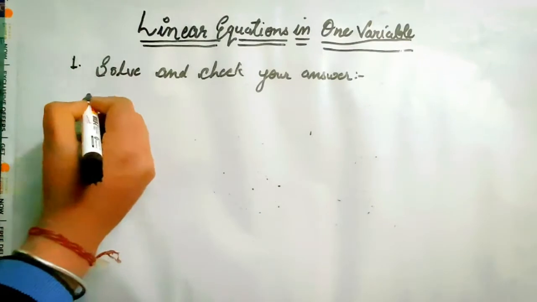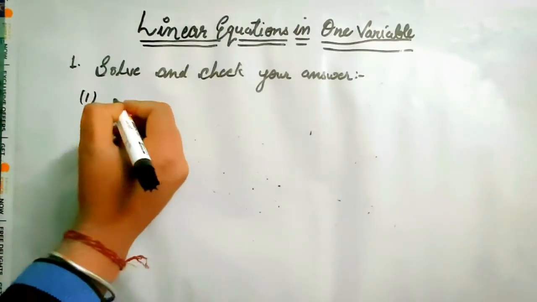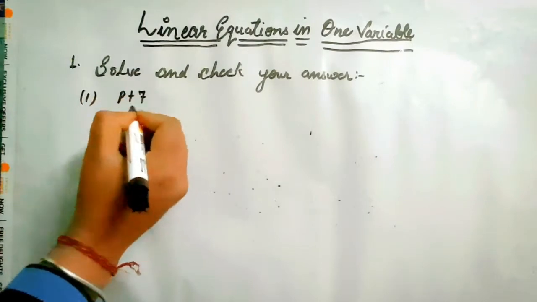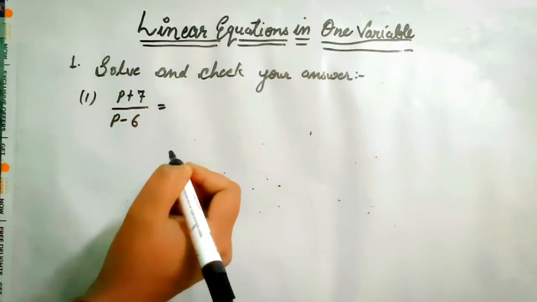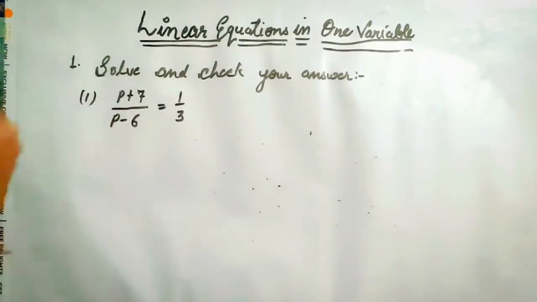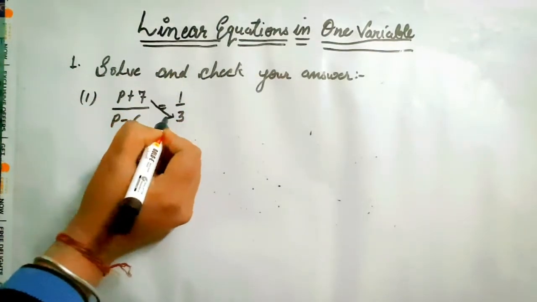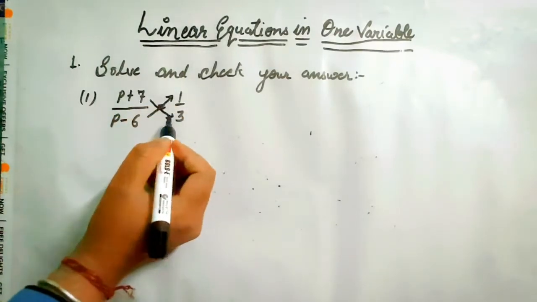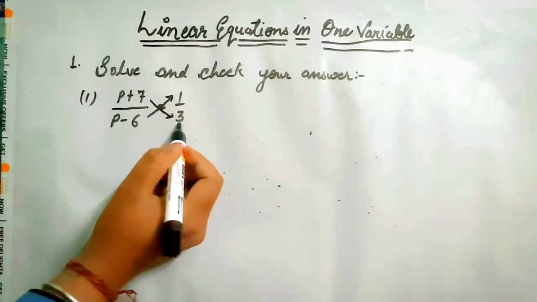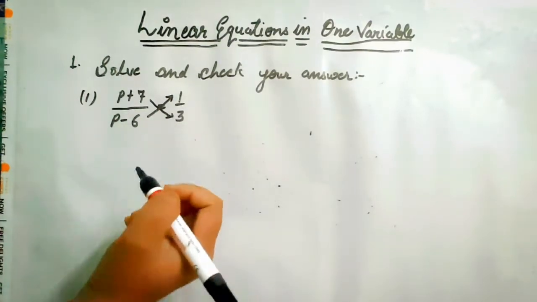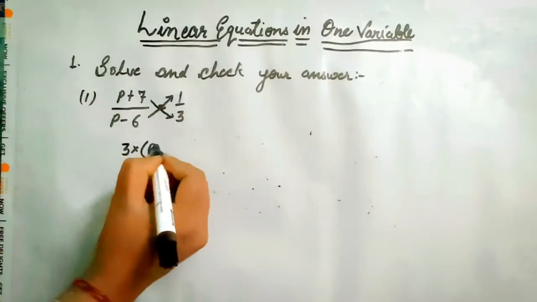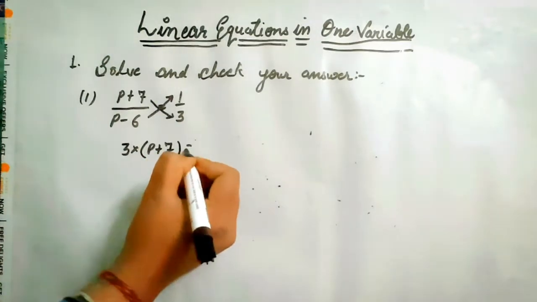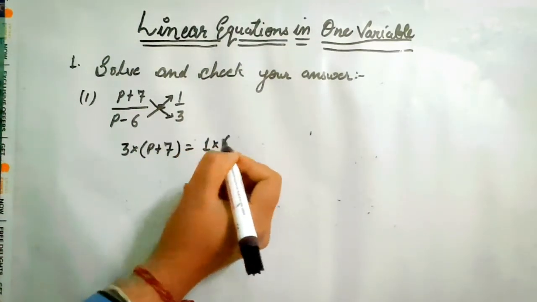And here first question is (p plus 7) whole upon (p minus 6) is equals to 1 upon 3. Now first of all, what you need to do in such type of equation, do cross multiplication. Means p plus 7 will be multiplied by 3 and p minus 6 will be multiplied by 1. So 3 multiplied by (p plus 7) will be equals to 1 multiplied by (p minus 6).